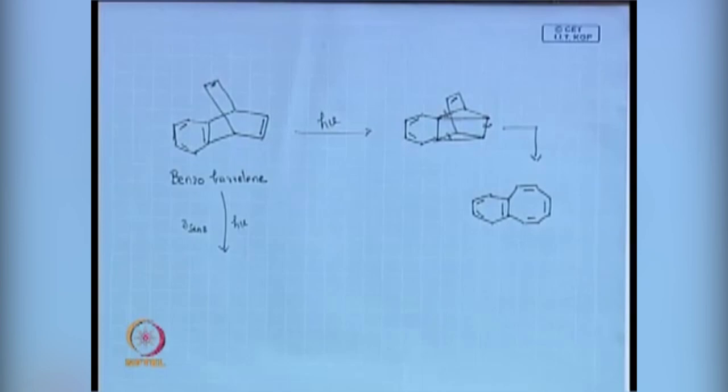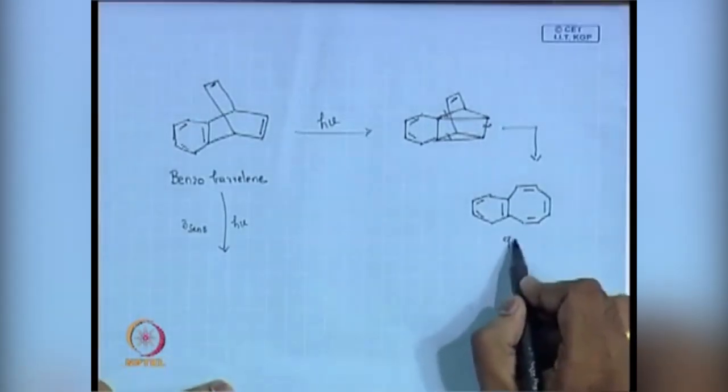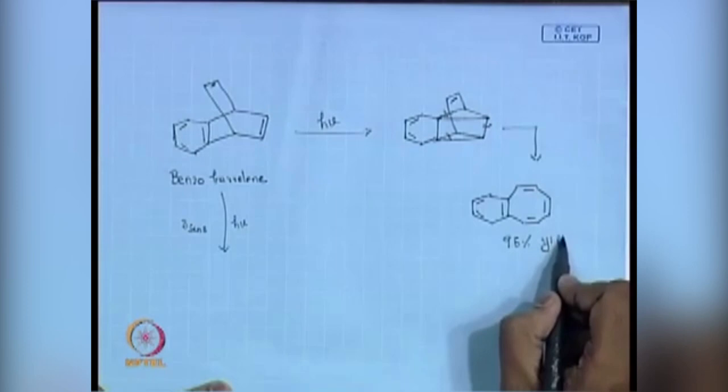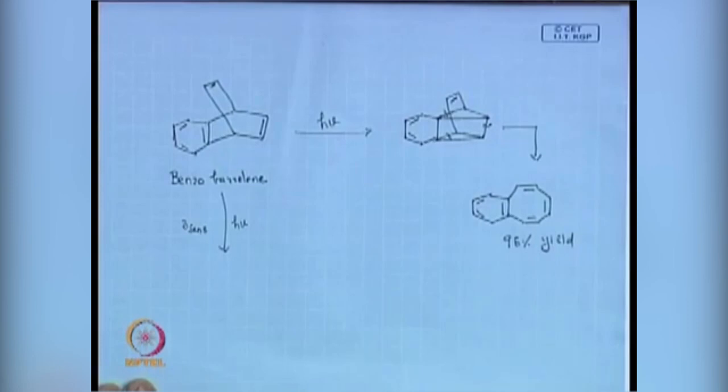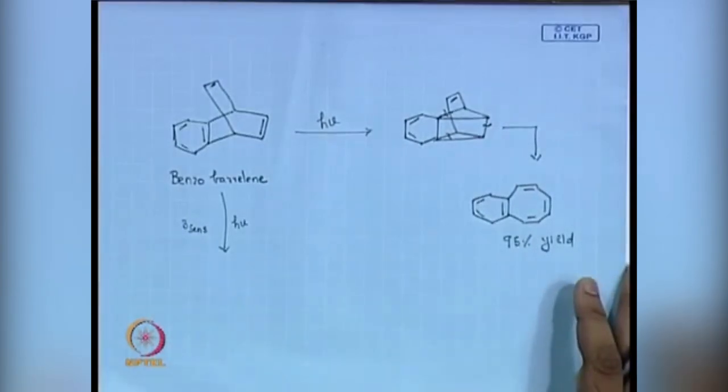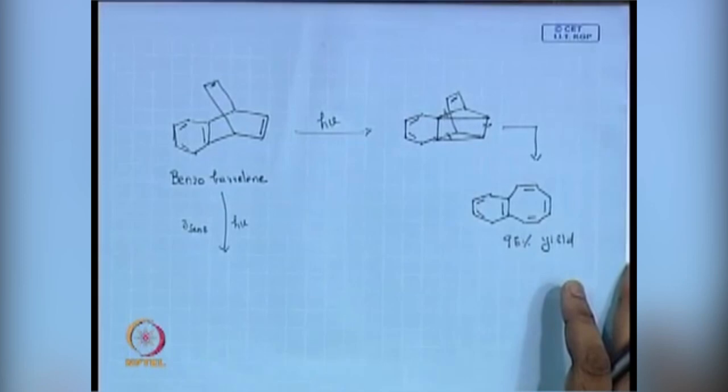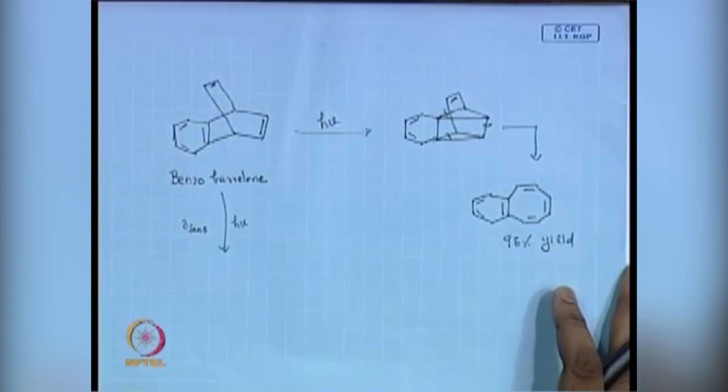The yield is almost 95%. It's like a single product, that's all. Just take benzobarrelene and just photolyze, you don't do anything else, and you end up with this product nicely. If you do this in the presence of a sensitizer, what do you expect?